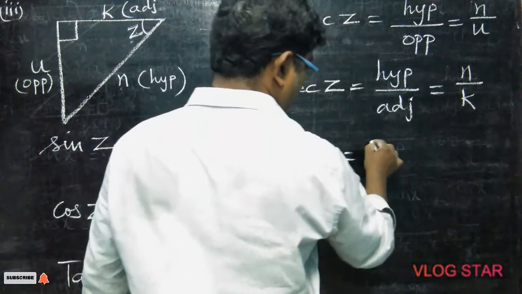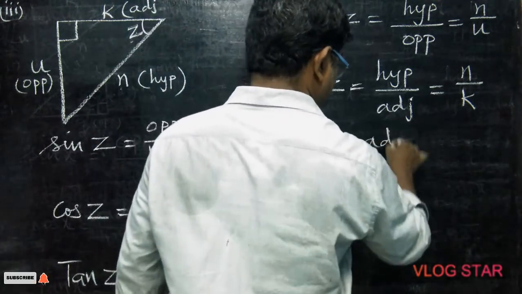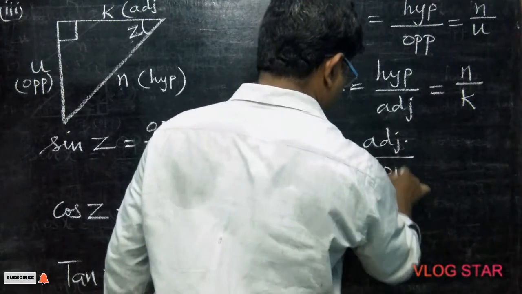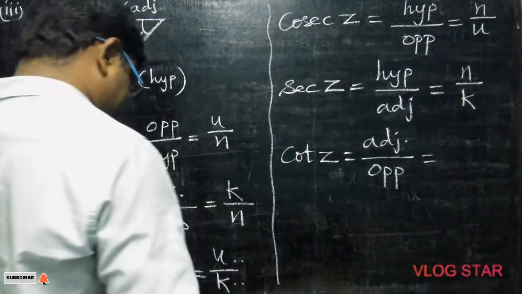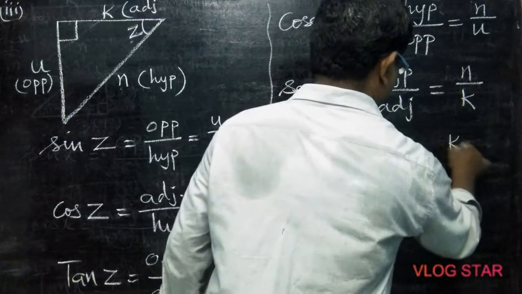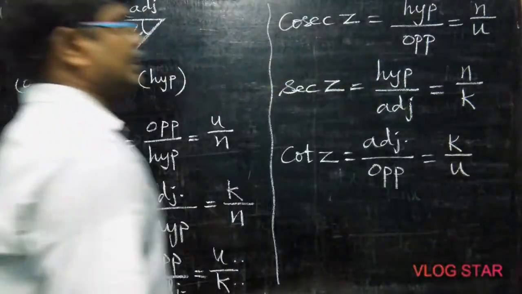Coming to cot z. Cot z means what? Adjacent side to z by opposite side to z. So what is adjacent? K. K by u. Like this you have to write.